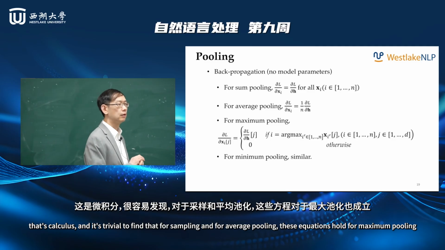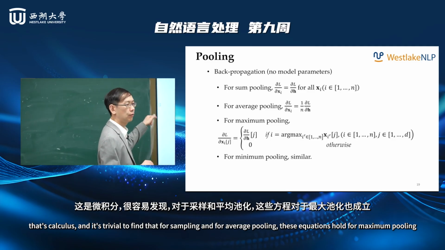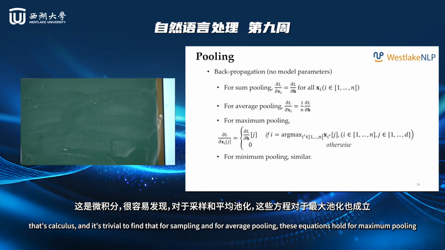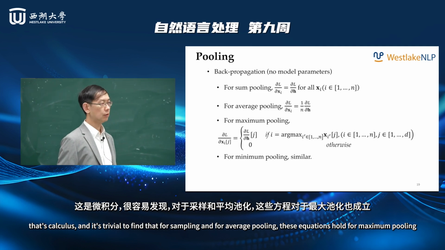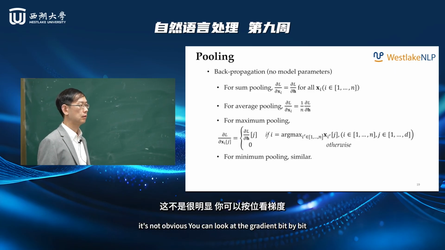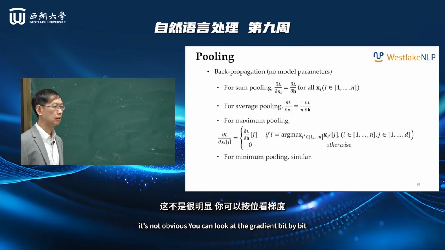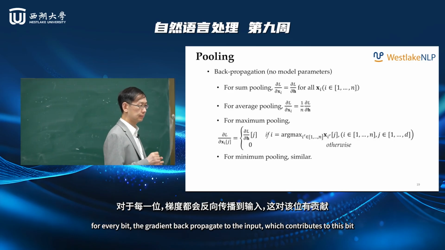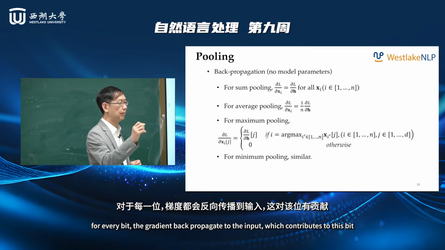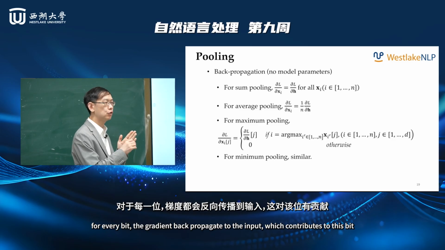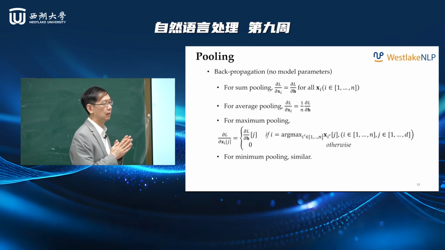And it's trivial to find that for sum pooling and for average pooling, these equations hold. For maximum pooling, it's not so obvious. But you can look at the gradients bit by bit. So basically, for every bit, the gradient backpropagates to the input which contributes to this bit.